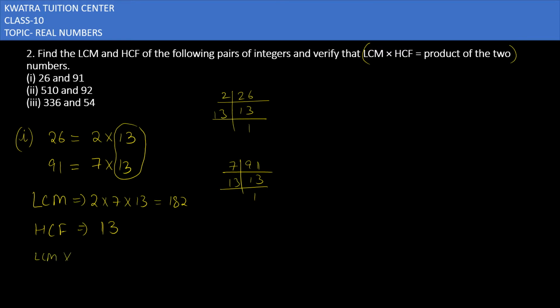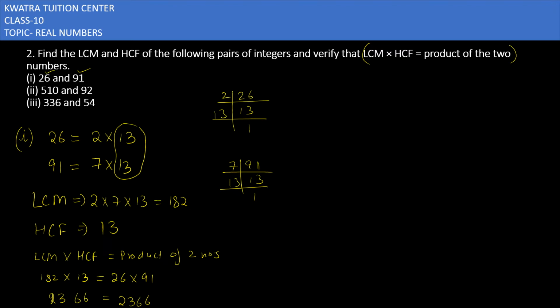Now we have to verify the left side and the right side. So let me write down the formula here. It is product of two numbers. So first of all, LCM, it is 182. HCF 13. Product of two numbers का मतलब क्या होगा, that you have to take these two numbers 26 and 91, multiply them. Multiply 182 with 13, you will get 2366, and on the other side as well you will get 2366. So this is your answer for the first one.